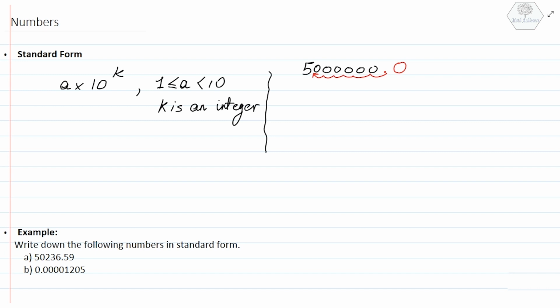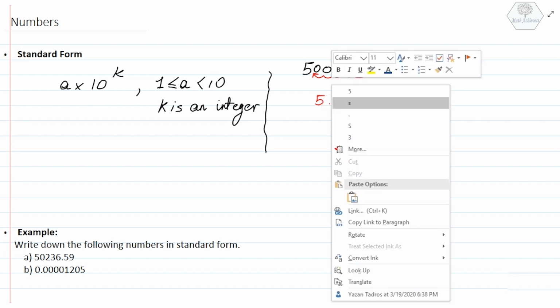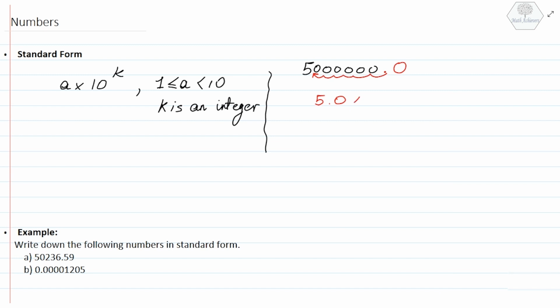So this number in standard form would be 5.0 times 10 to the power of 6. Why is it 6? Because I moved the decimal point 6 places to the left. And now, because the 5 is originally a big number, the power of the 10 is positive.